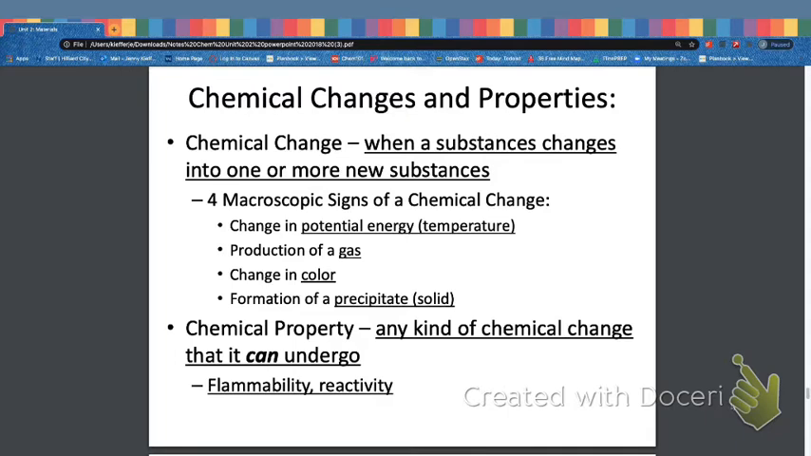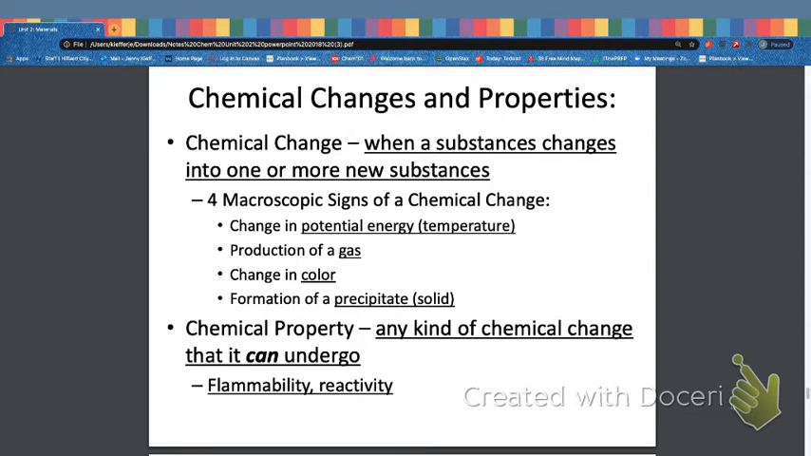But if I have two solutions, and they're not fizzy in any way, and I mix them together, and all of a sudden now I have bubbles, or like if you've ever seen vinegar and baking soda, okay, that formation of a gas is a chemical change. That's a sign that there's a chemical change occurring, okay?